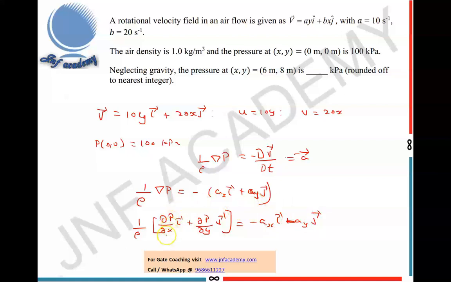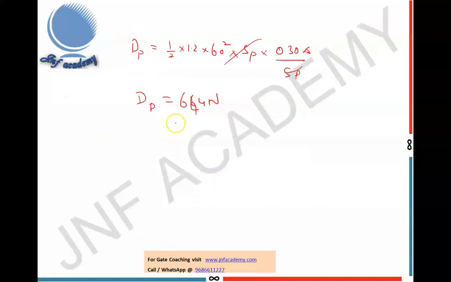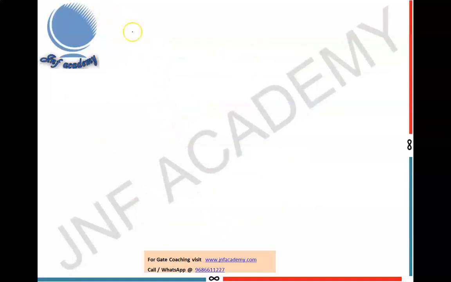So ∂p/∂x is equal to minus ax. Like that you have to get. So from this equation, you can equate all the i terms and all the j terms. So what will happen in that way? 1/ρ ∂p/∂x is equal to minus ax, which is nothing but the acceleration along the x direction. Similarly, 1/ρ ∂p/∂y is equal to minus ay.